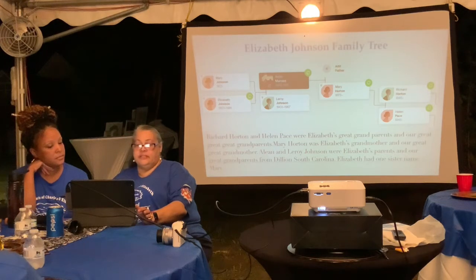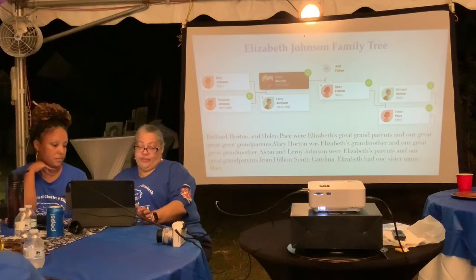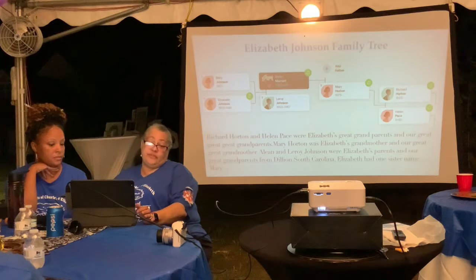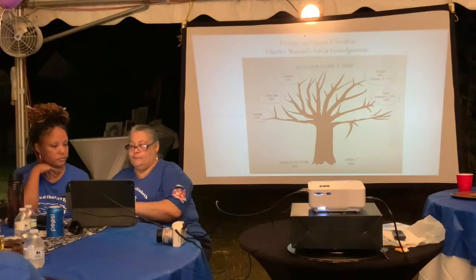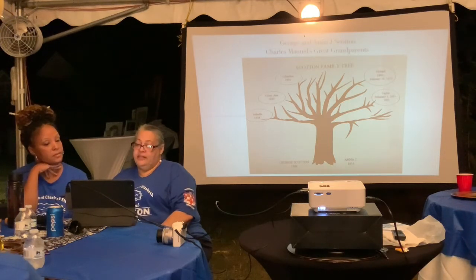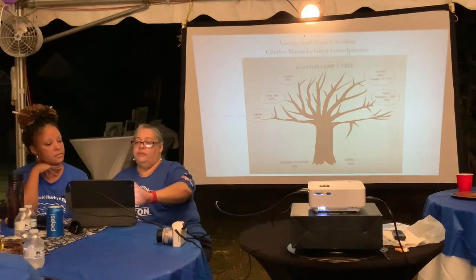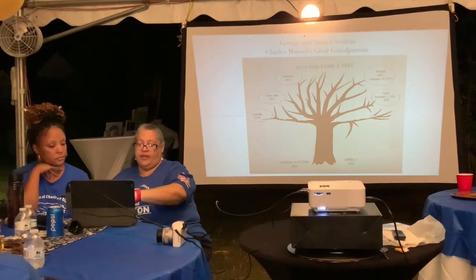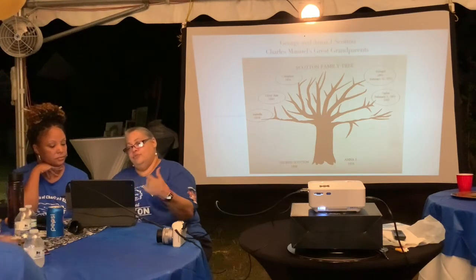Mary Horton was Elizabeth Scotton's grandmother, our great-great-grandmother. Aline and Leroy Johnson were Elizabeth's parents and our great-grandparents. They were from Dillon, South Carolina, and Elizabeth had one sister. Her name is Mary. This right here is just a picture of the family tree for George and Anna J. And it just shows them and their kids. These were the ones that originally came, that were the slaves that came to the States.